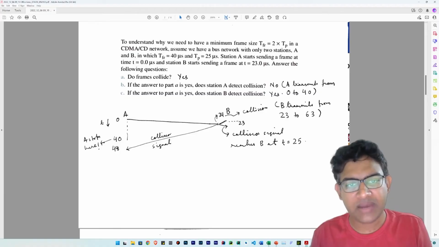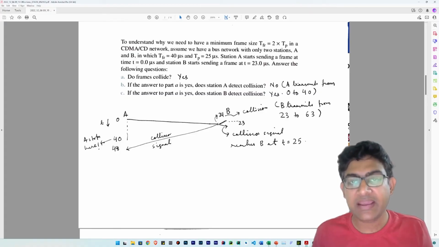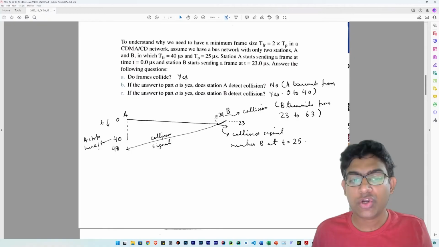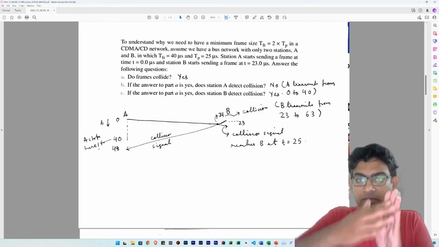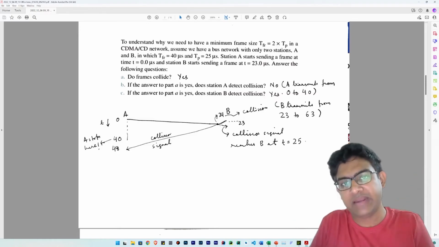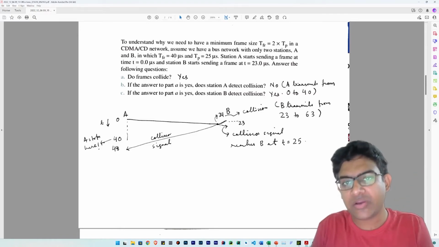If the answer to part A is yes, does station A detect the collision? Okay, at t equal to 24, the collision happens. So it will take another 24 microseconds to reach A. So the collision signal, so here the collision has happened. That signal will take 24 microseconds, because it is 24 microseconds away from A. It will take the same amount of time to come and reach A. But will A detect the collision?